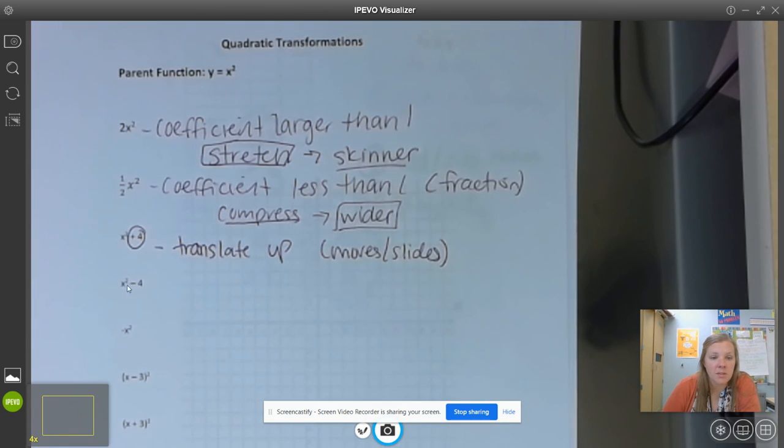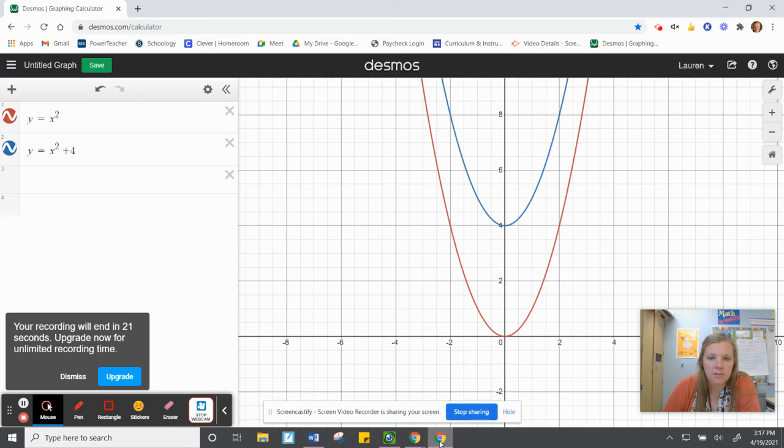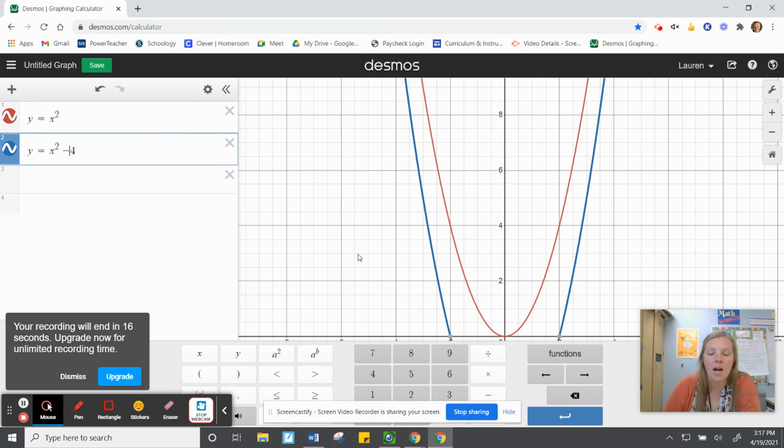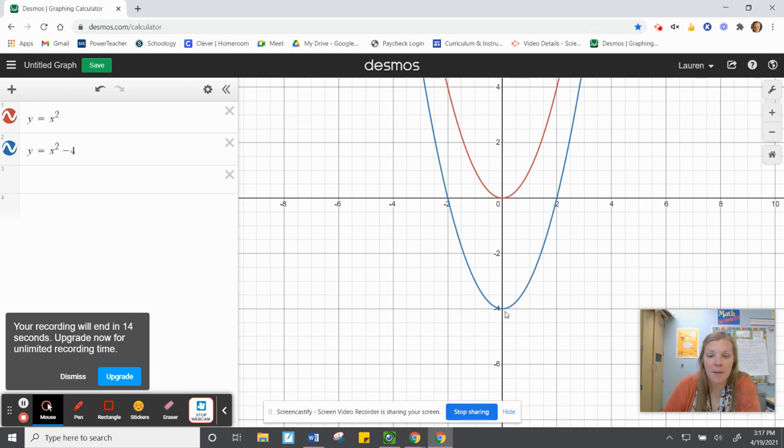Maybe you can predict what's going to happen if we do a -4. If we subtract 4 instead of add 4, you can see that now my vertex, this bottom point, is at -4. So if it's a minus, it's going to slide down. If it's a plus, you would slide up. We're going to pause here.